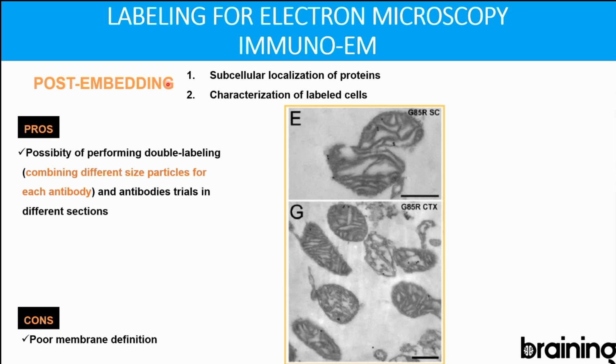But the cons of this post-embedding, as we are not using osmium tetroxide, remember that it's one of the metals that is giving us the contrast of the tissue, is that we're going to have a poor membrane definition. So you really need to make sure that you are not looking for something where you need to distinguish very well the membrane of different parts of the cell, because it's going to be a little bit more complicated to get this contrast as well as with the pre-embedding method, okay?